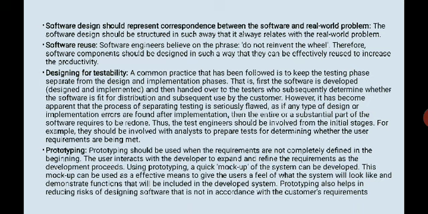They should be involved with analysts to prepare tests for determining whether the user requirements are being met, right? So you should always keep this in mind. Next we come to prototyping.